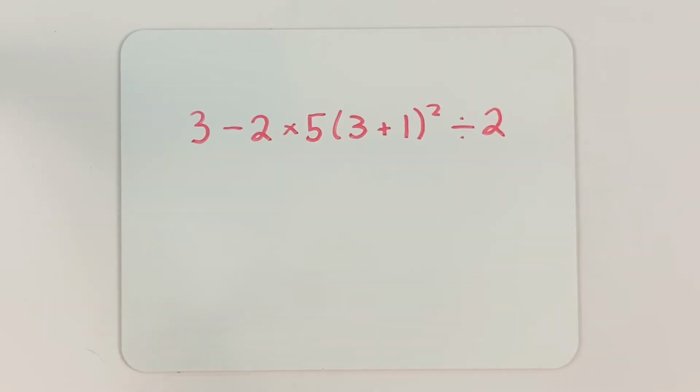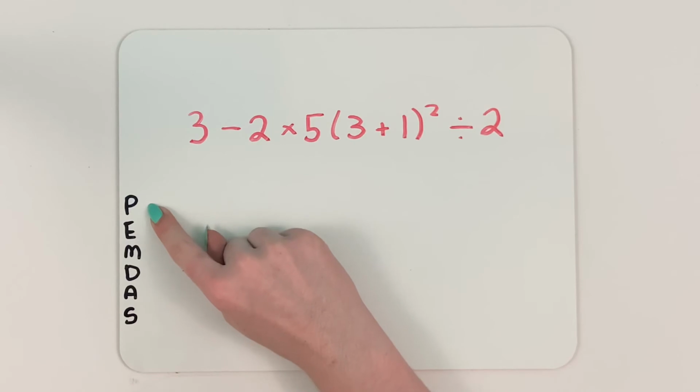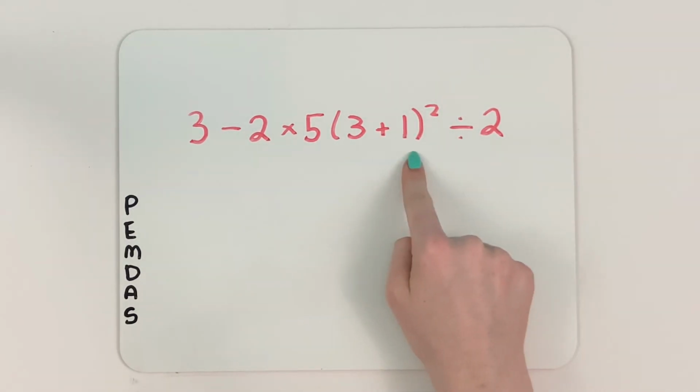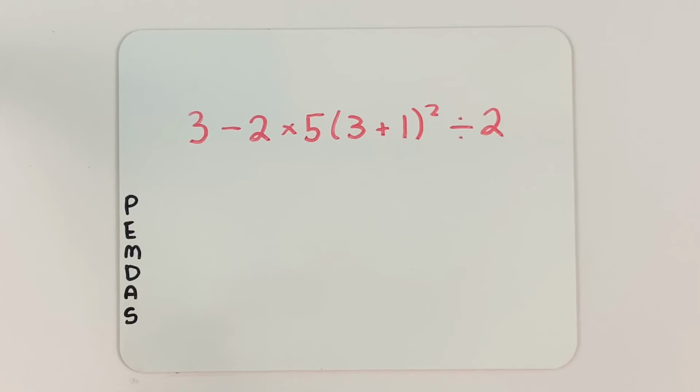Let's go back to our original expression. Now, using what we've learned from PEMDAS, we're going to tackle this problem again. So our first step is to complete everything inside of the parentheses. Well, the only parentheses I see are right here. So that means we have to complete everything inside of them first. So 3 plus 1 is 4. Okay, so we've taken care of the parentheses.